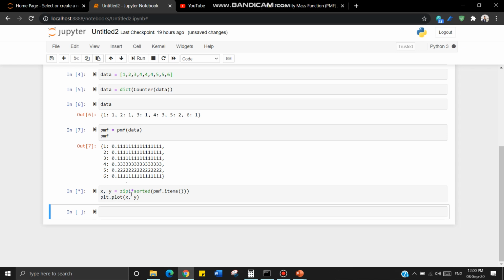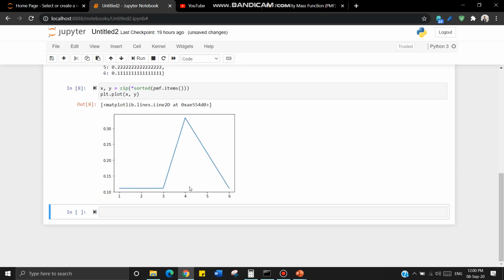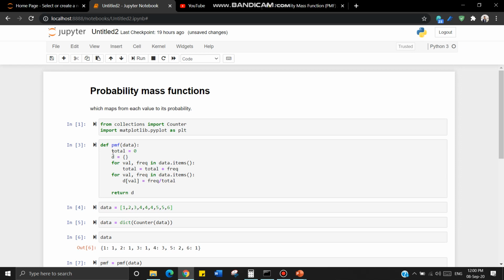And when we plot this with the help of matplotlib, it gives me this graph. So I hope you have understood what PMF does. It maps a value to its probability in that set.